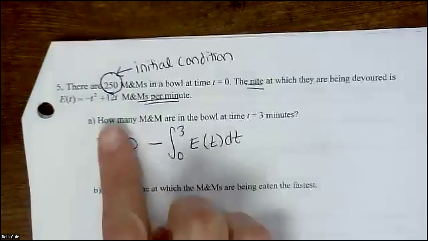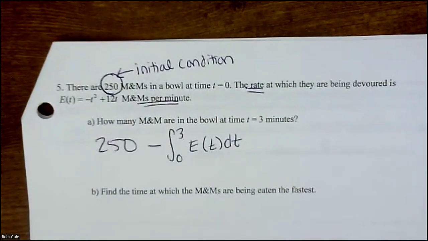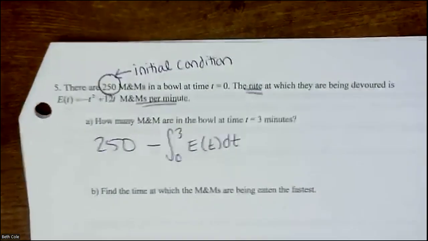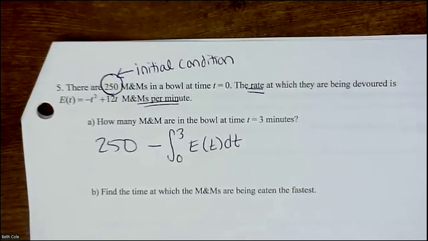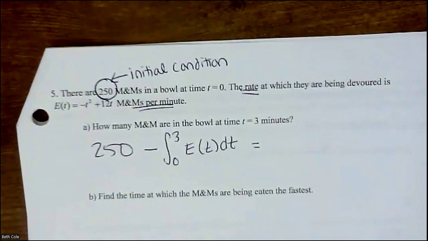Hey, Miss Cole, what if I want to write negative t squared plus 12t? The exam is timed, and if you do a copy error, it's wrong, right? E of t. Okay. I mean, I want you to do well. And then you get to use a calculator. So everybody, you get a calculator a lot for this unit.